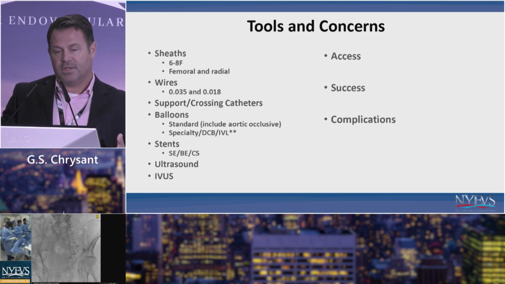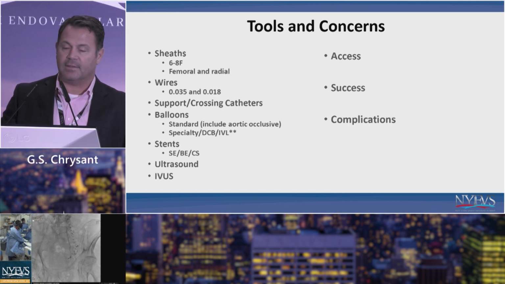So you want to look at sheath sizes. We just mentioned the wisdom of the operators here on going 7 French. So you need to be big enough to get the access you need to succeed, but to also be ready for complications, right? Because that's something you have to keep in mind and be concerned about. And then in terms of wires, I know there's some people that do 014. I tend to use more 018 and 035. I just don't find that 014 gives you a big enough body or good enough body to cross a lot of this stuff. You need to have a full complement of support catheters.